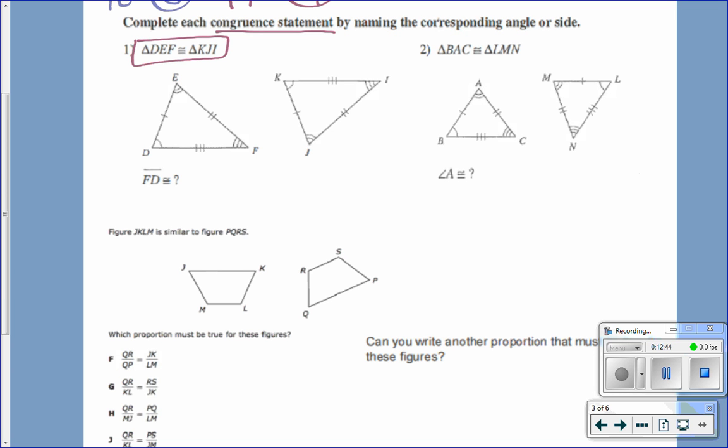Side FD, side FD corresponds to what side? F is first, so you're absolutely correct. IK, that's it. Isn't that nice? Yes, sir? Similar. Yes, ma'am?